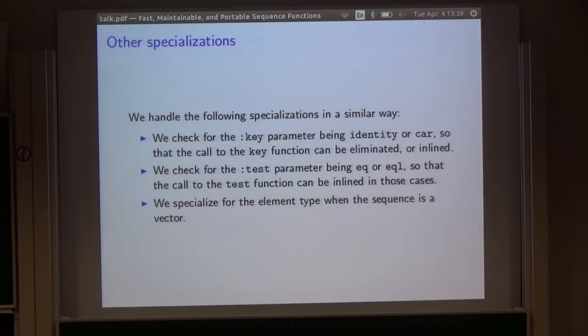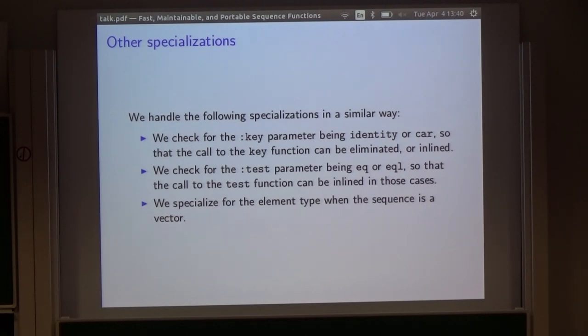And in addition to the n, we specialize the key parameter, if it's identity or if it's car, which are common cases. It duplicates the code, but the compiler will recognize in each version of the duplicated loop what is the value of the key parameter. It could be not known, neither identity nor car, in which case you just funcall the key parameter. It just funcalls the function in the worst case. For the test parameter, we check for EQ, EQL, so that a good compiler can inline those functions in some common cases. And again, in the worst case, we just funcall the function if it's neither of our special cases.